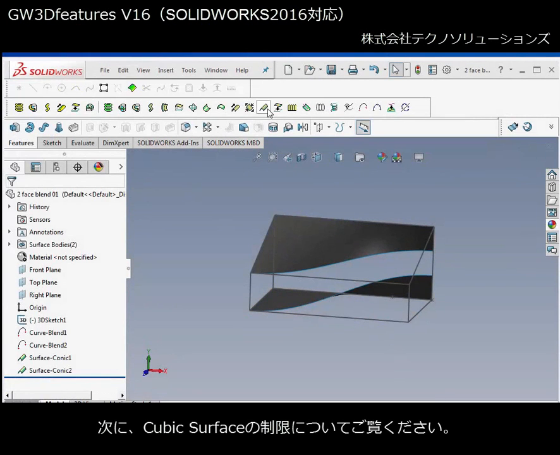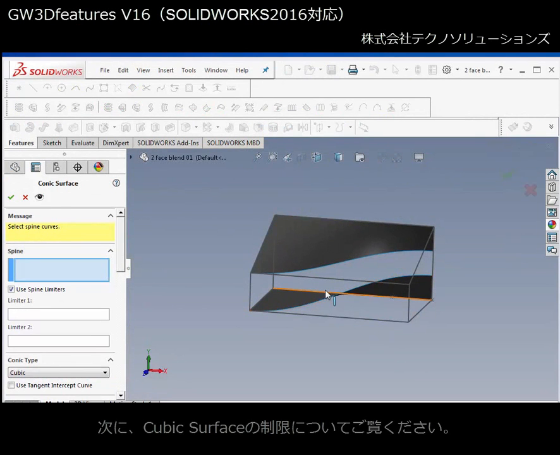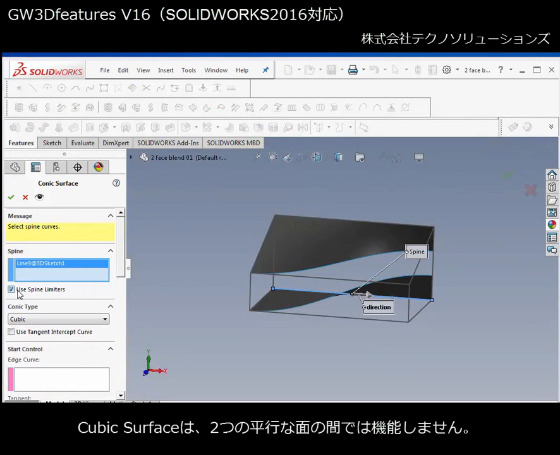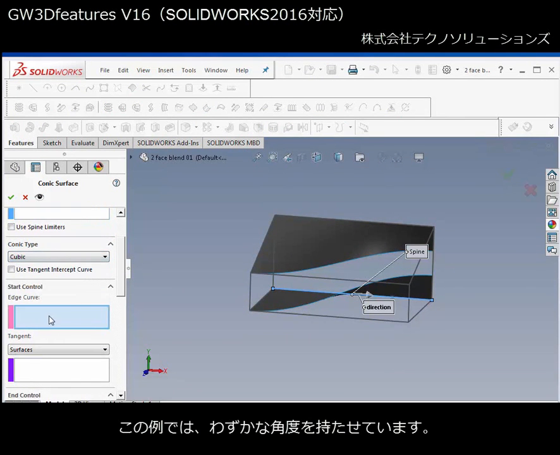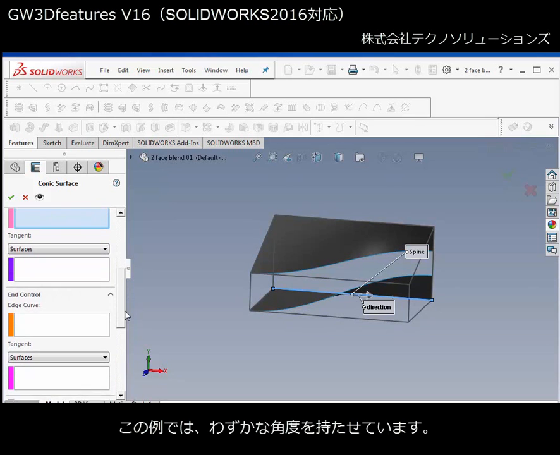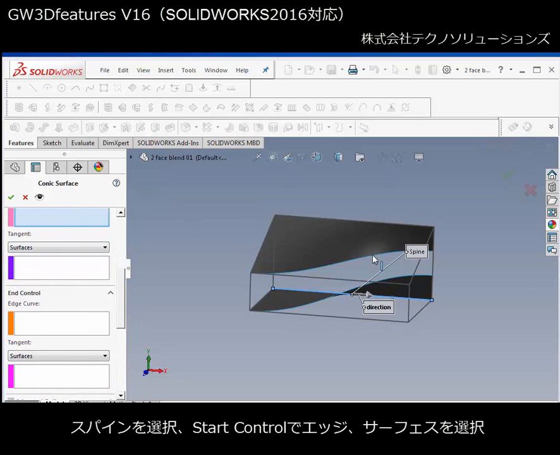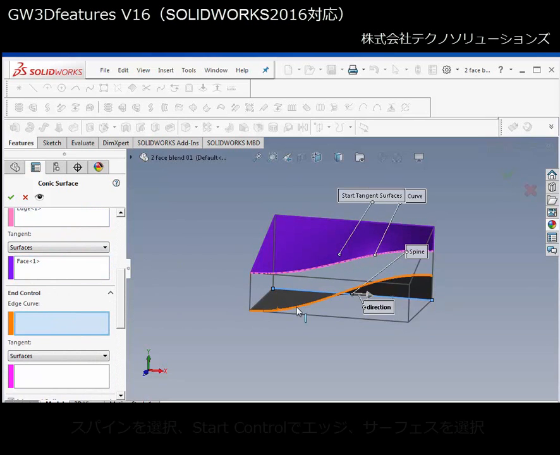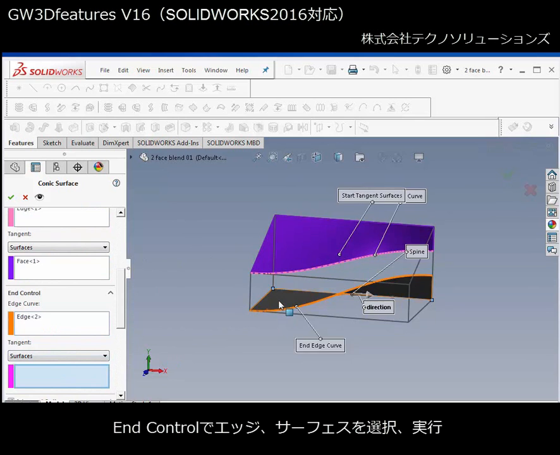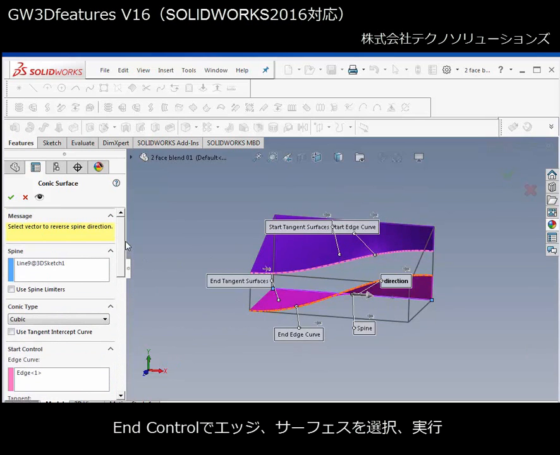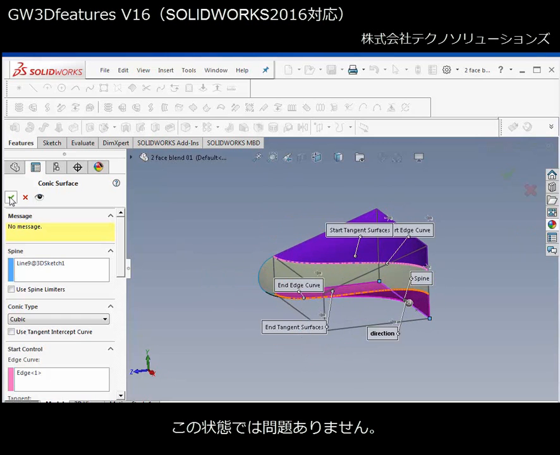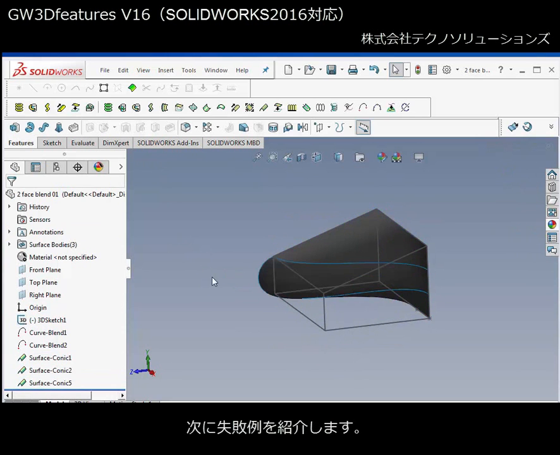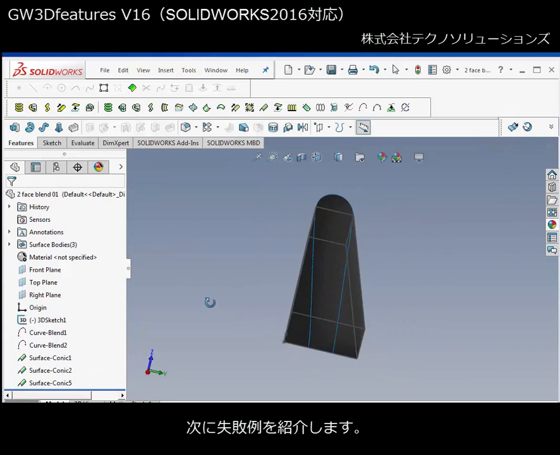Here we have an example of the limitations of a cubic surface. Cubic surfaces cannot work between two parallel faces. This example shows a blend between two faces that are closed in at a slight angle. And we will open the angle to show the failure point of the cubic surface. Typically you would have to break it into a middle edge and its slope, two surfaces, or use another type of bridging curve.